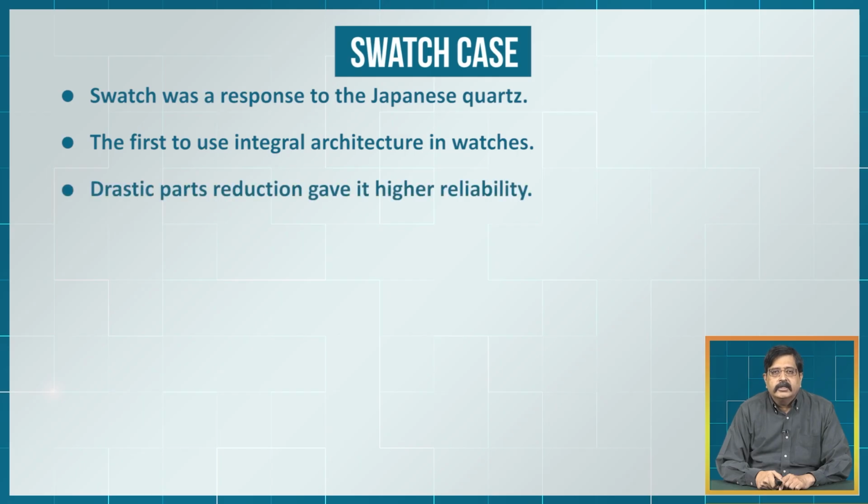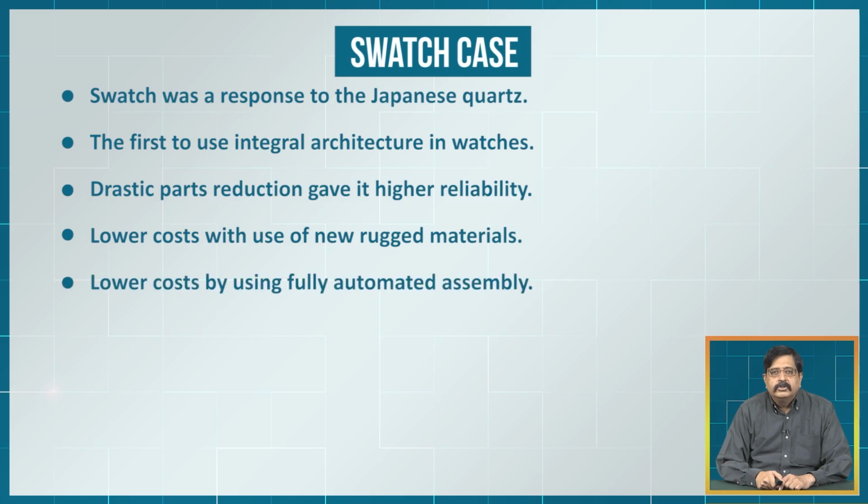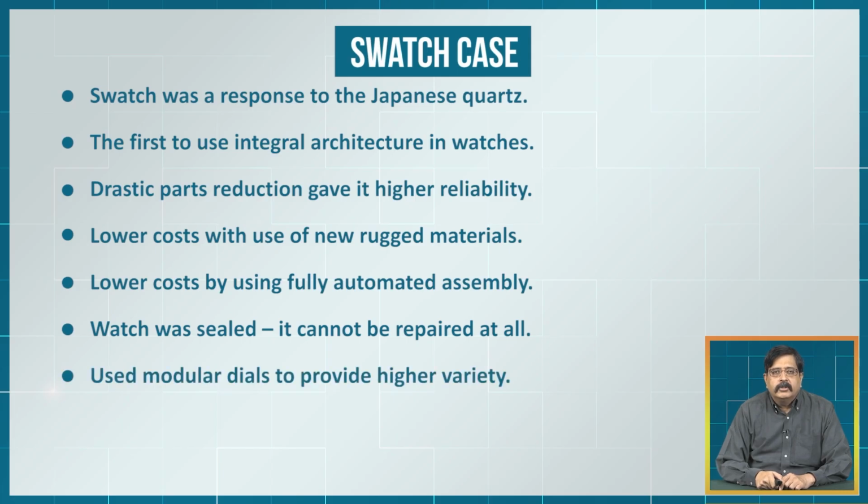There was a drastic reduction of parts which gave it higher reliability. They also lowered costs by using a lot of new rugged quality materials. They also lowered costs by using a fully automated assembly system, and the watch was finally sealed. It cannot be repaired at all. By choosing an integral architecture, they created a product which was very compact, very efficiently manufactured and very high on reliability. But on the outside of the watch, they use modular dials to provide very high variety.